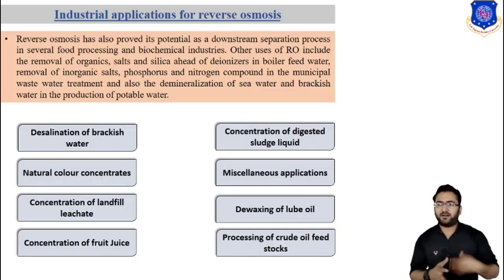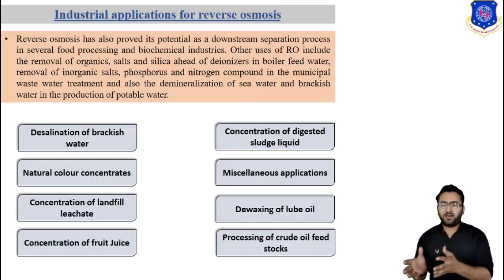Now let's discuss various applications of reverse osmosis. Reverse osmosis has also proved its potential as a downstream separation process in various food processing and biochemical industries. Other uses of reverse osmosis include the removal of organic salt and silica, and deionized boiler feed water, removal of inorganic salt, phosphorus, and nitrogen compounds in municipal wastewater treatment, and also demineralization of seawater and brackish water in the production of potable water. So mostly reverse osmosis is used for the desalination of brackish water.